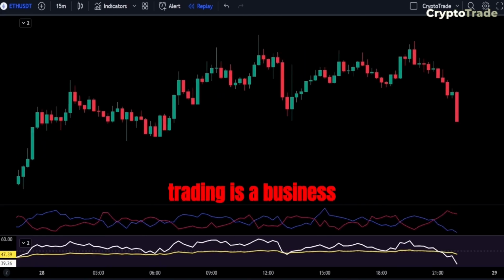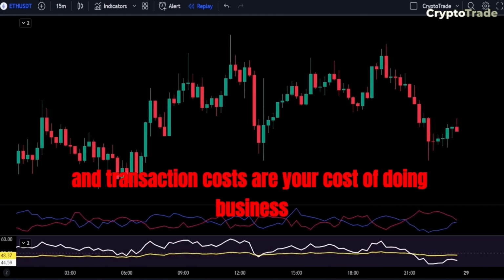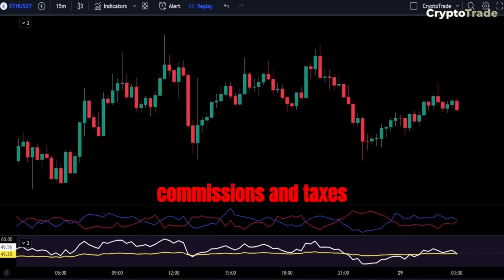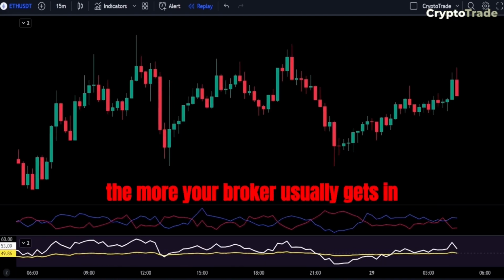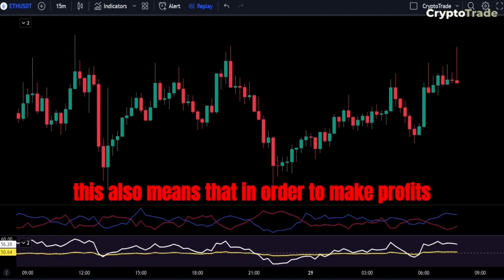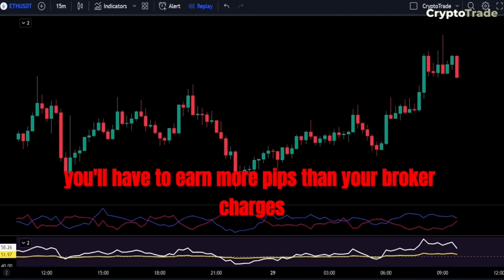Transaction costs. Trading is a business and transaction costs are your cost of doing business. This includes broker spreads, commissions, and taxes. The more trades you make, the more your broker usually gets in spread and commission. This also means that, in order to make profits, you'll have to earn more pips than your broker charges.